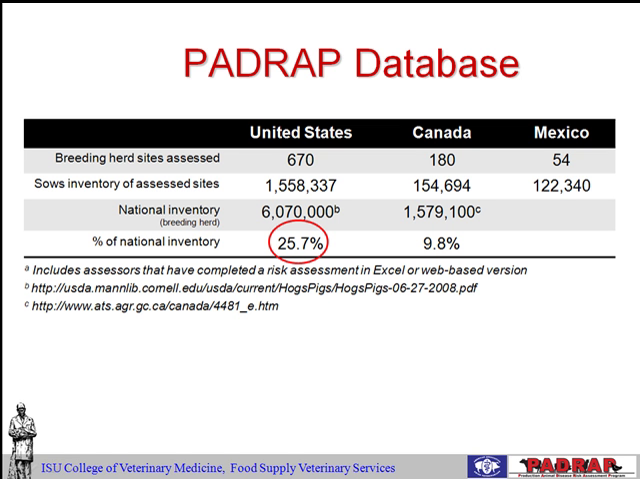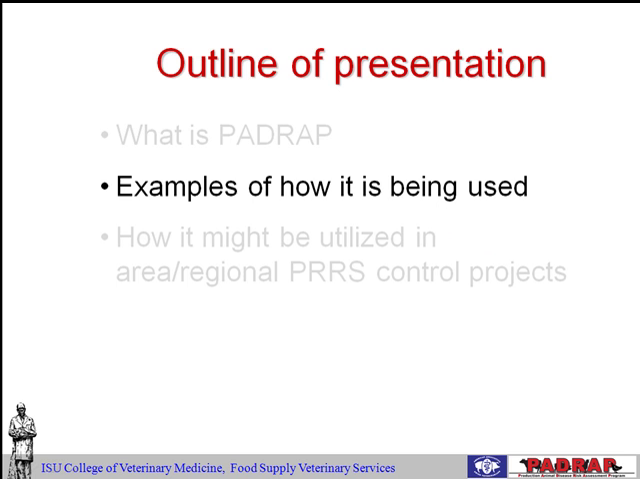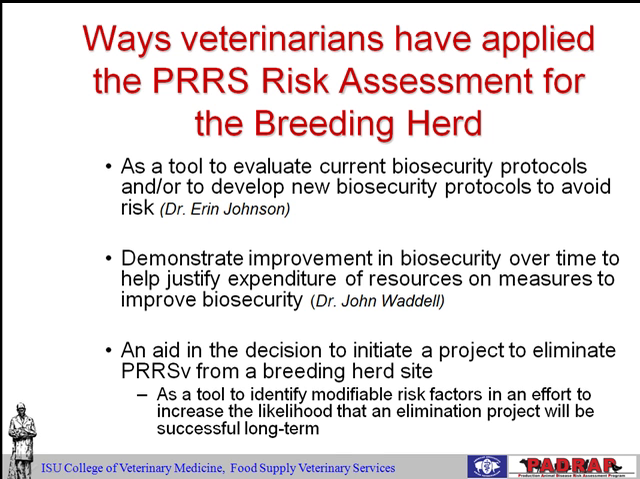So here's just a snapshot of what's in the database today. Of those 900-some sites, 904 sites, 670 of them are in the U.S., 180 are in Canada, and then 54 in Mexico. And that number has actually changed a fair bit now. Mexico's really cranked out a bunch of them recently, and I think even Canada has as well. But in the U.S. anyway, those 670 sites, we summed up the breeding herd inventory in those, and it represents about 25% of the U.S. breeding herd. So we're getting to feel pretty good about the volume or the density of the data now to do some things like risk factor surveillance and that type of thing. Okay, so examples of how it's being used.